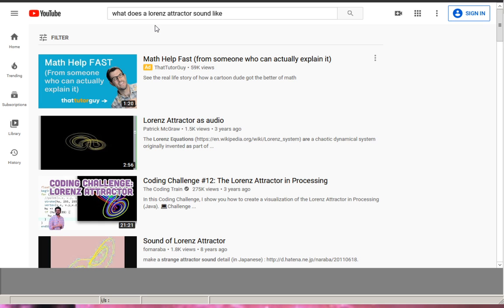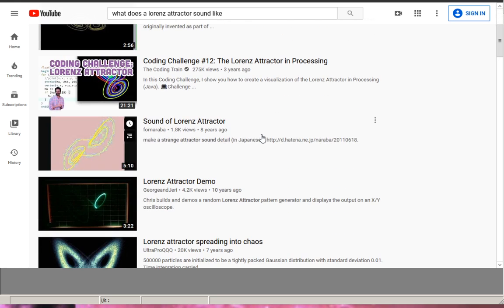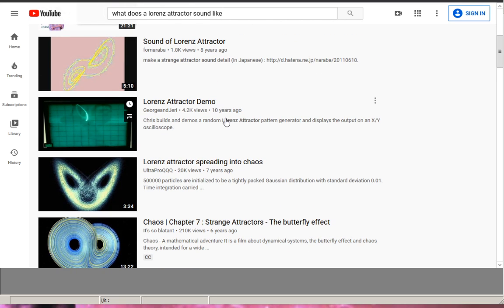Lorenz attractor audio. Let's see what some people have done. My ex said, "Oh, if it can be done, somebody's probably already done it." This was done 3 years ago. This one says it was done 8 years ago. Here's one 10 years ago. Well, that's on an oscilloscope.